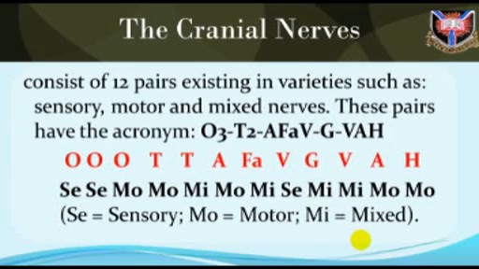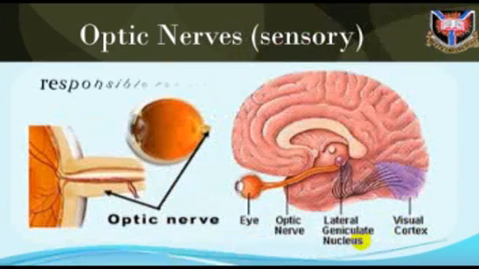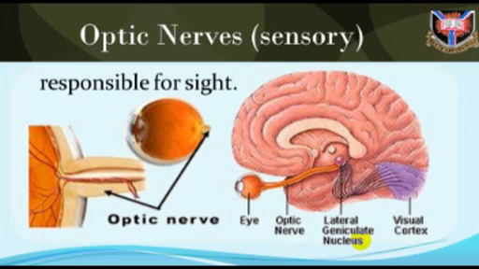Olfactory nerves. They originate from the upper part of the mucous lining of the nasal cavity. They are sensory nerves responsible for the sense of smell. Optic nerves. The fibers originate in the retina of the eyes and combine to form optic nerves. The nerves, which are sensory, are responsible for sight.